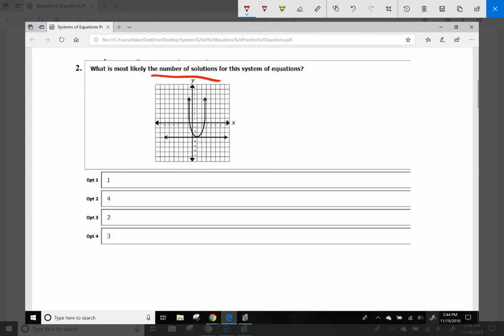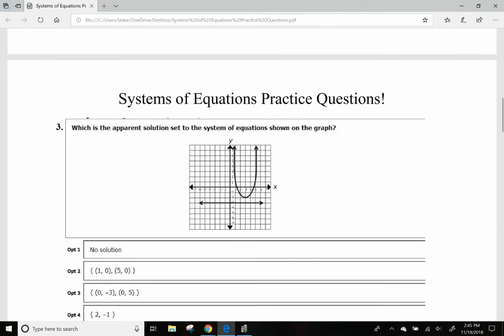And again, solutions are where the two functions intersect. So I have one function here in this parabola, and I've got another function here in this line. And how many times they intersect is what the question's asking for, and I believe you can answer that, right? It clearly only intersects in one specific spot. So one point of intersection, one solution.